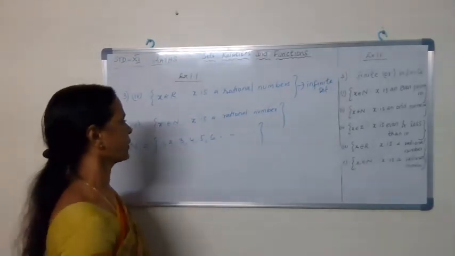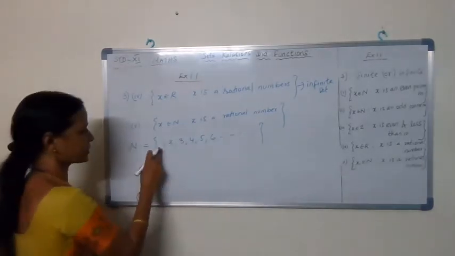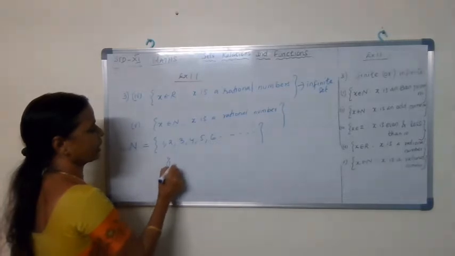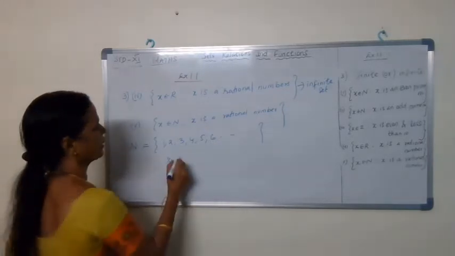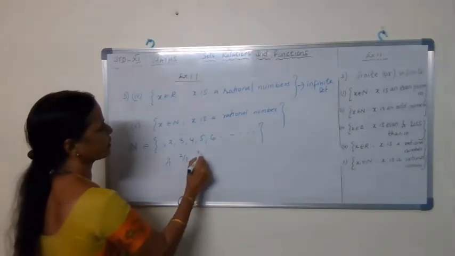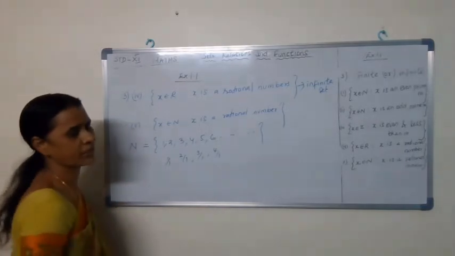as well as a rational number. Rational number means any number of the form p by q. This is also a rational number because 1 can be written as 1 by 1. 2 can also be written as 2 by 1, 3 as 3 by 1, and 4 as 4 by 1. Therefore any number of the form p by q is called a rational number.